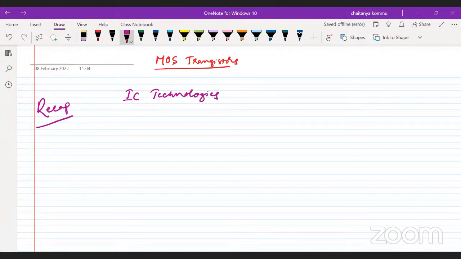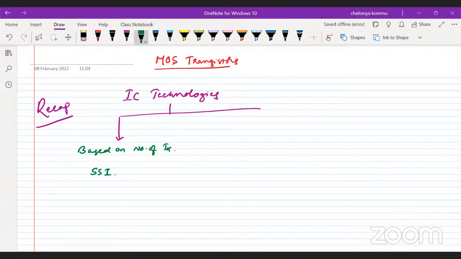So the ICs are classified based on different mechanisms. One is, for example, based on the number of transistors. So IC technology can be SSI, small scale integrated circuits, MSI, LSI, VLSI, ultra large scale integration, and giant scale integration we have seen.